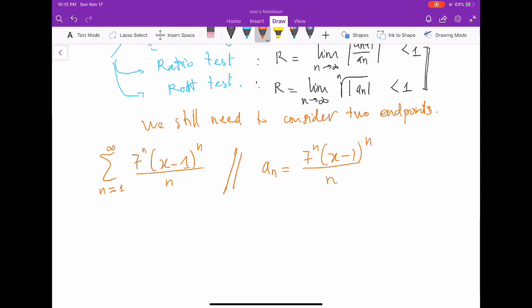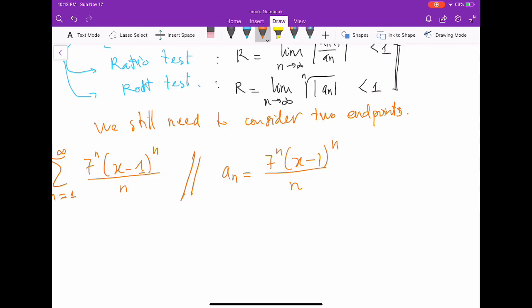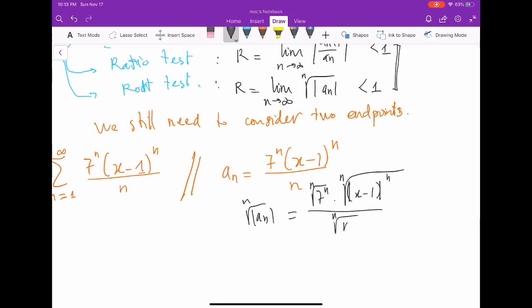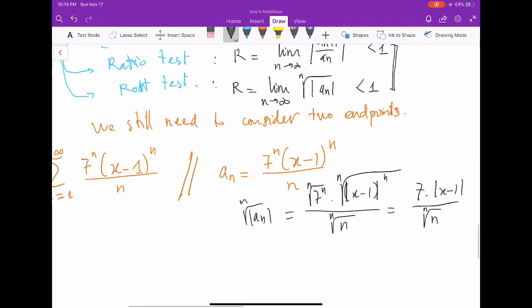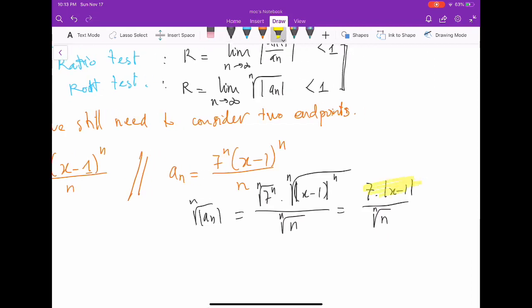Why don't we apply the root test? Because if we apply the root test, we would have the following. Take the n-th root of the absolute value of a_n. For 7 to the n, I'm good with this. And then the absolute value of x minus 1 to the n, and the n-th root of n. So on the top, I have 7 times the absolute value of x minus 1, but in the bottom, we have the n-th root of n. We are good with the top because it does not depend on n. But how to find the limit of this? Of course, this is solvable, but it's too complicated. So I would use the ratio test.